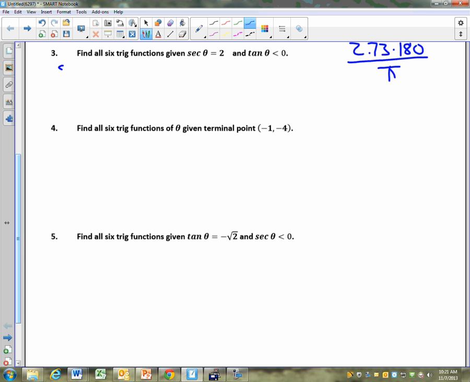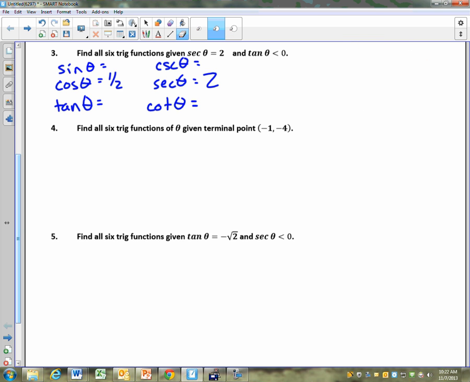So I'm going to list all of them: sine, cosine, tangent, cosecant, secant, cotangent. Which one of these do you know already? Secant theta is 2. So cosine is 1/2. I know tangent is less than 0, so that means tangent is negative and cotangent is negative.